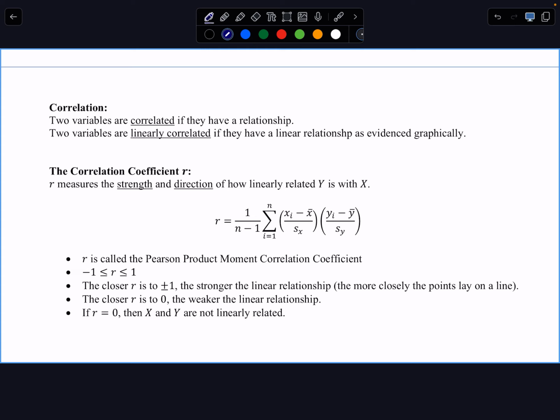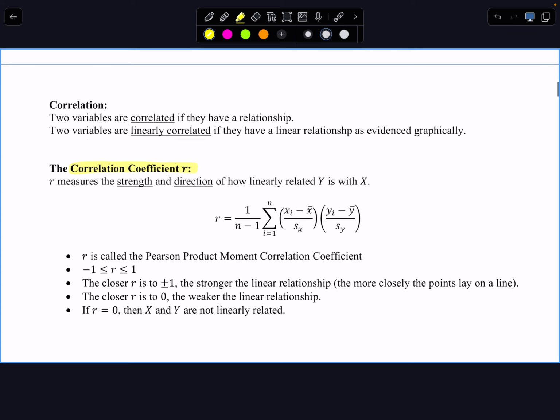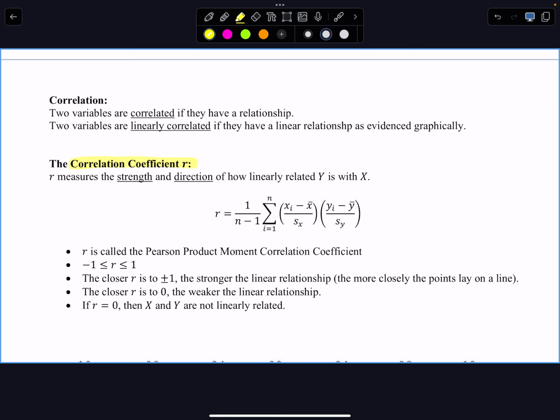That's the linear model. Graphically, we can describe a linear relationship. There's also a statistical index that we can use to do that, and that is your correlation coefficient. The correlation coefficient is given by the variable lowercase r. It measures the strength and the direction of that linear relationship. So there's two things that I'm getting out of this number: strength and direction.